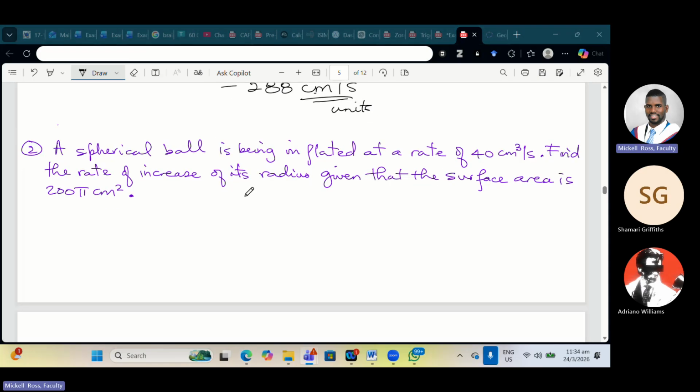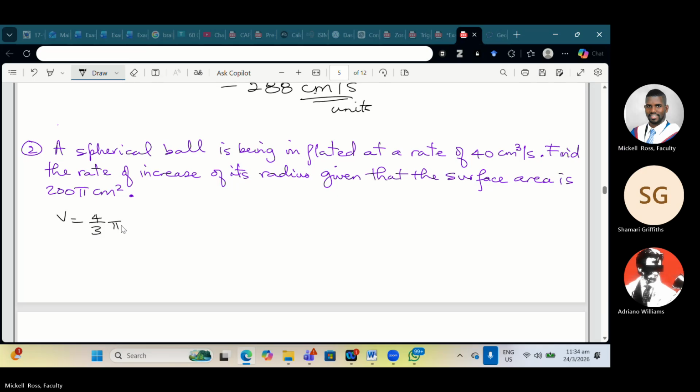All right, let's look at this one. Now, it says it's a sphere. So the volume of the sphere is going to be 4/3 pi r cubed. All right, so that's what we're going to get for the volume of the sphere. What is it that we know? We know that the spherical ball is inflating at a rate of 40 centimeters cubed per second.